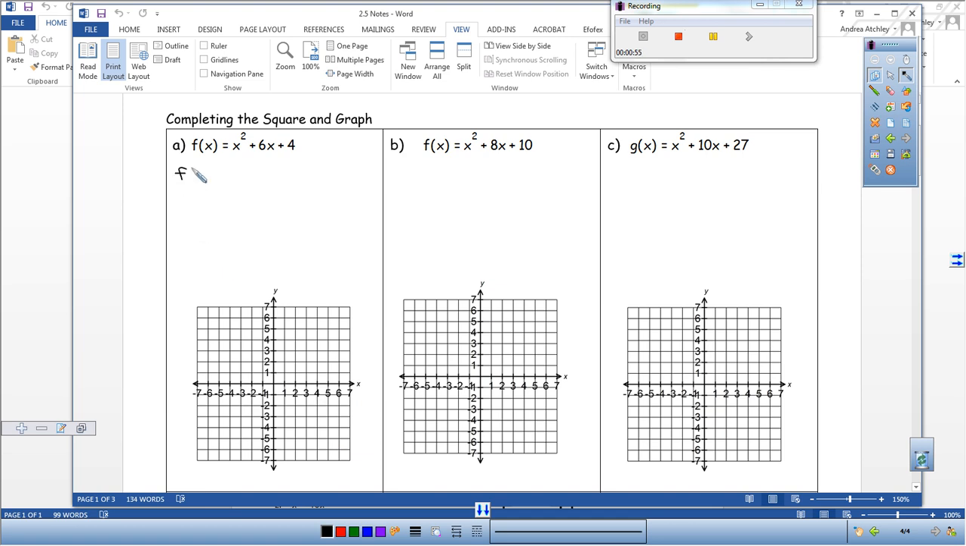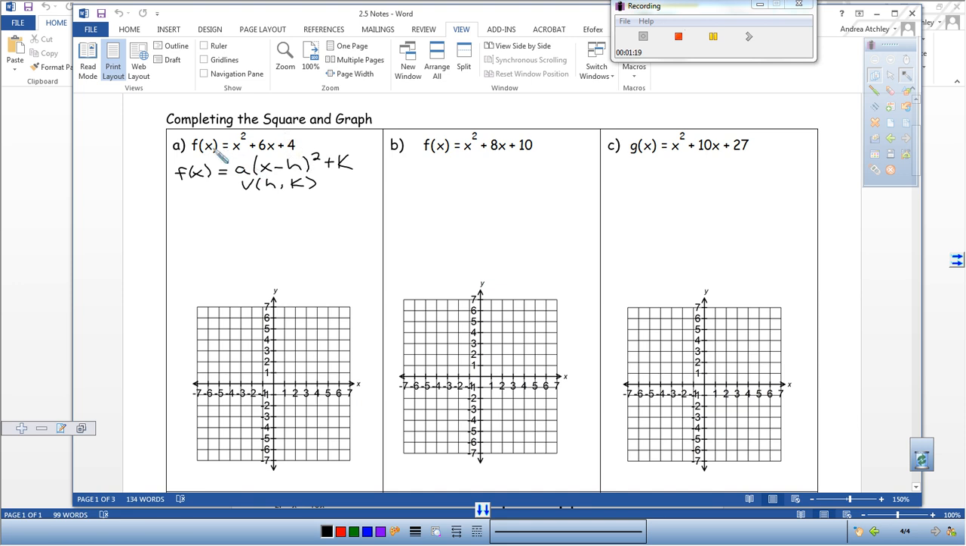Have f of x equals a times x minus h, the whole thing squared, plus k. That's vertex form of a quadratic equation. That makes it easy for me to find the vertex, h, k, and gives me a starting point as to how to graph this.